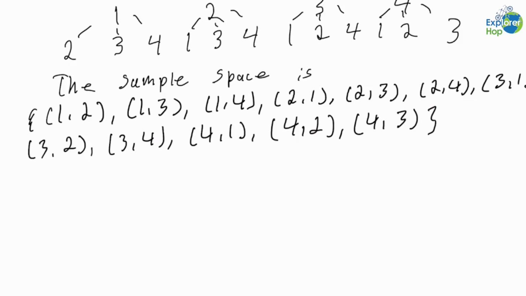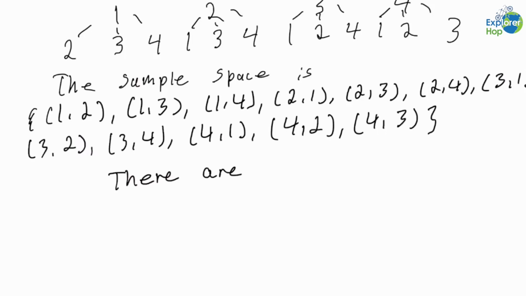And from here, we can see that we have 12 possible outcomes. Now, let's determine the probability of each value of E.